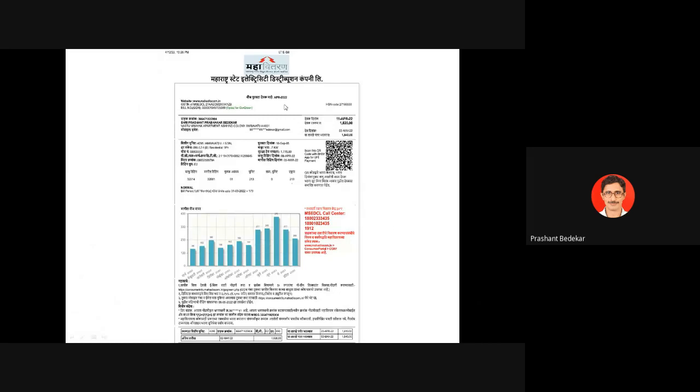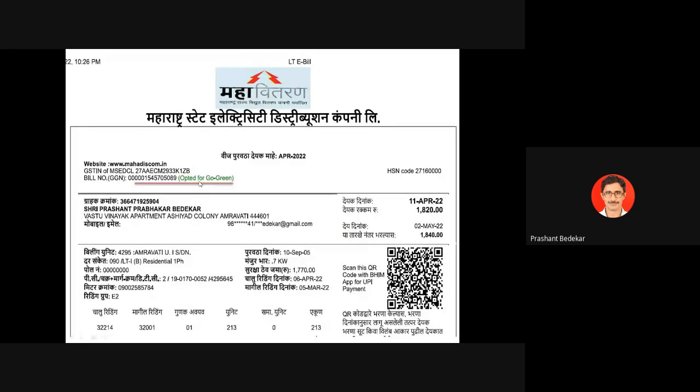This is a printout of my April 2022 bill. I opted in April 21 for Go Green. If some organization says that no, this is a computer printout, I will not accept, bring the original copy, you can just show them that I have opted for Go Green, so I do not receive a hard copy. This is the copy received from the internet, from the official website. If you want, you can check. Opted for Go Green. This is sufficient to say that I do not receive the hard copy, and this is the copy which is downloaded from the official website mahadiscom.in.